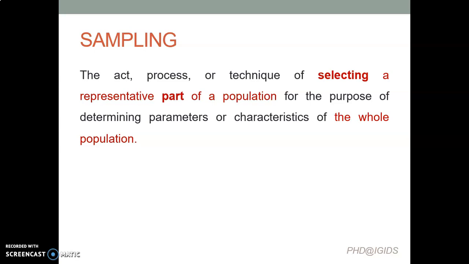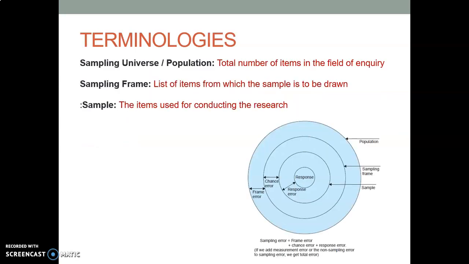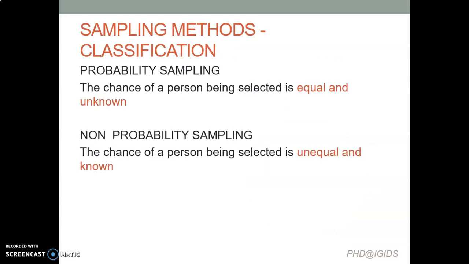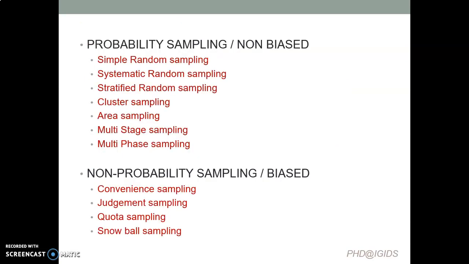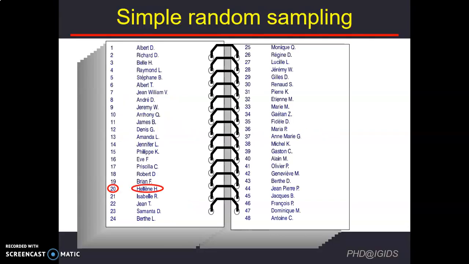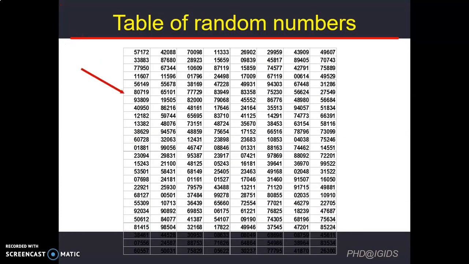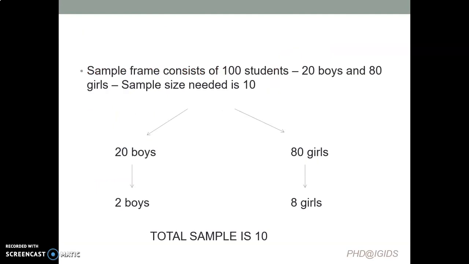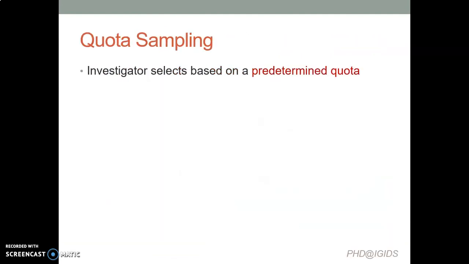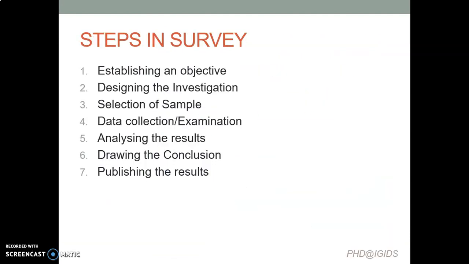Then we had started with what is sampling. What is the need for sampling, what are the terminologies related to sampling, what do you mean by sampling error, how do you classify sampling methods into probability and non-probability sampling, what are the different methods of probability sampling, and what are the different methods of non-probability sampling. We had dealt with that with the help of an example. So that is where we stopped.